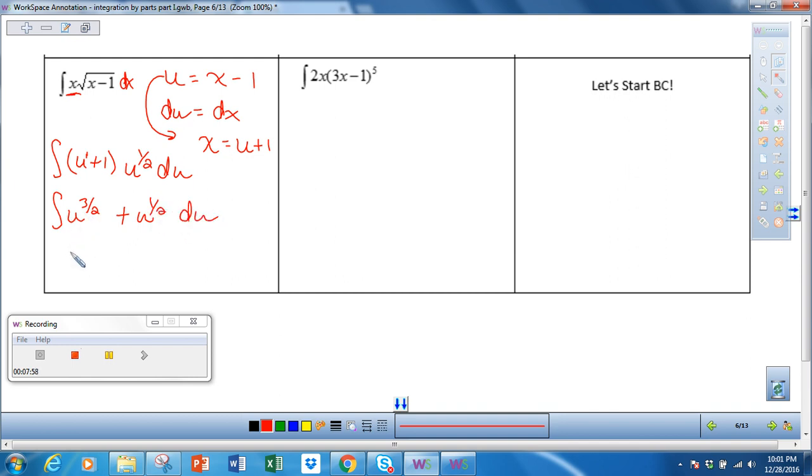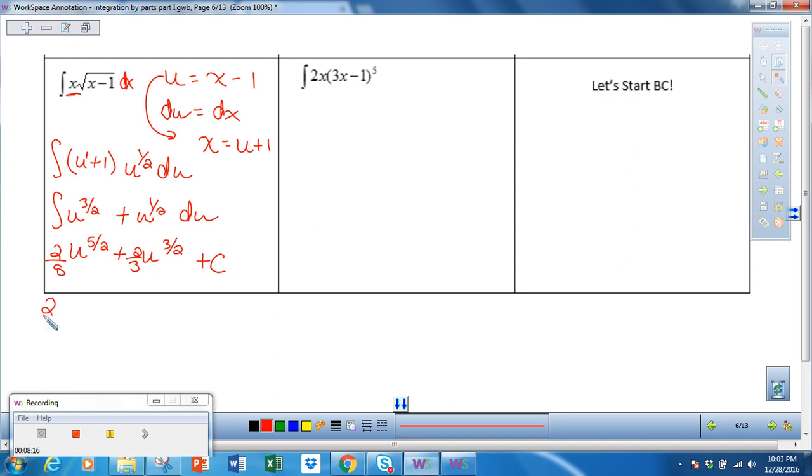And now I can apply the power rule, which gives me u to the 5/2 times 2/5 plus u to the 3/2 times 2/3 plus c. And then now I need to go back and replace my u's, so I get 2/5 times (x minus 1) to the 5/2, since u is x minus 1, plus 2/3 times (x minus 1) to the 3/2 plus c.